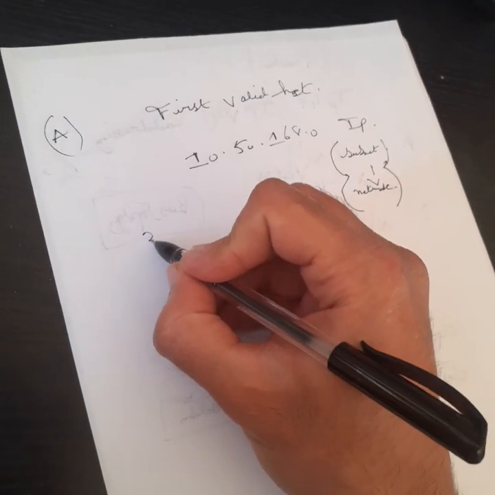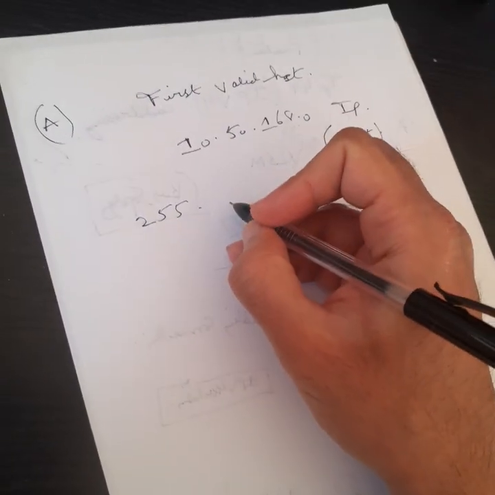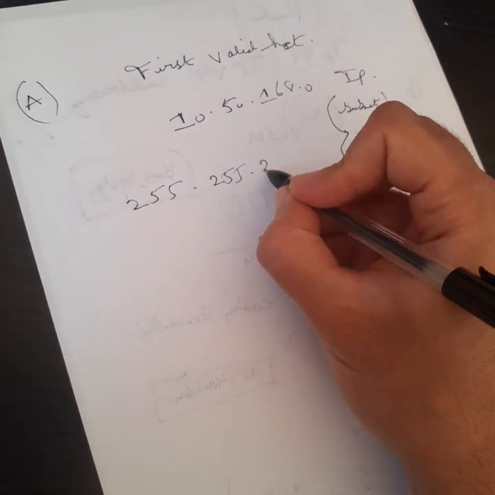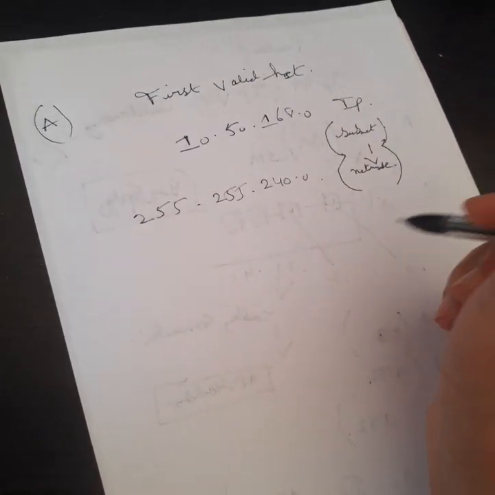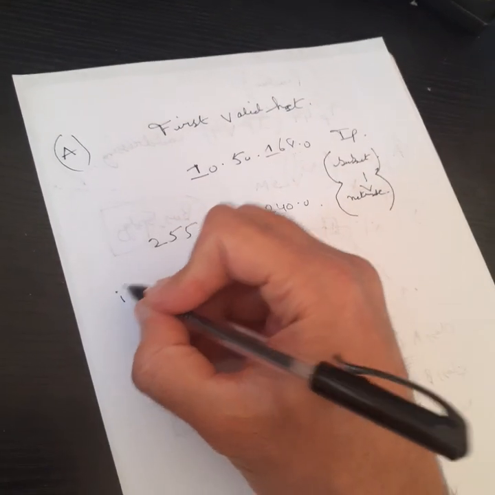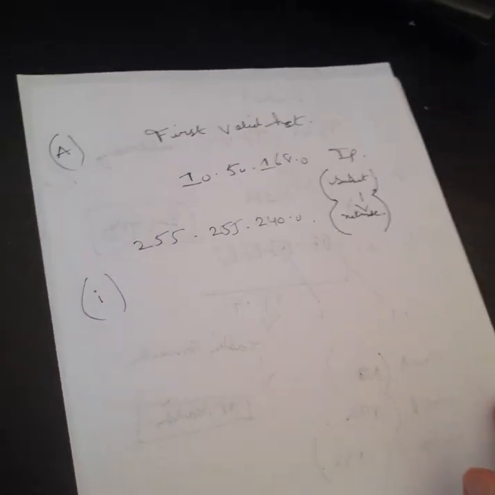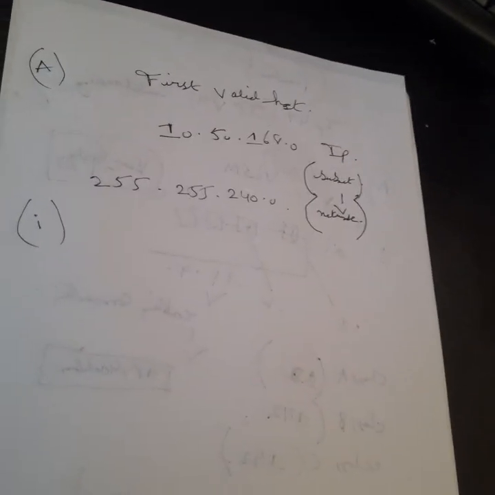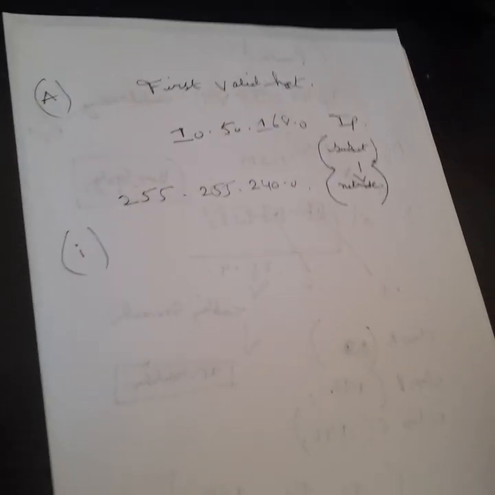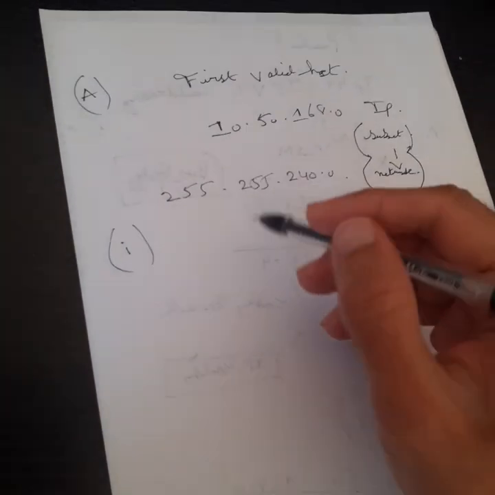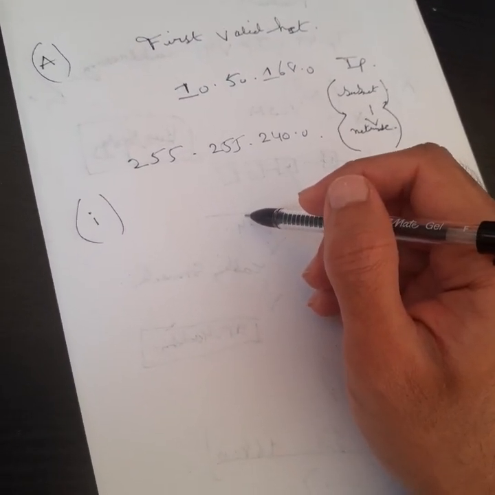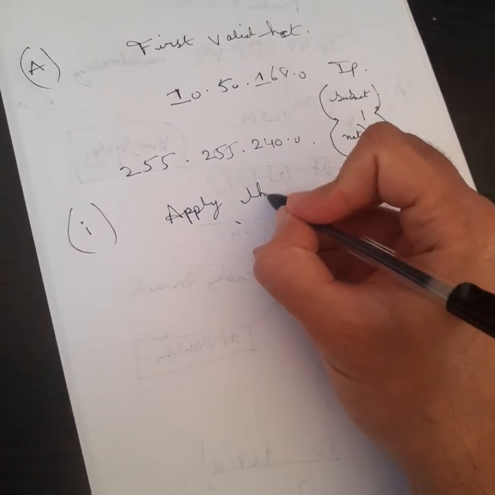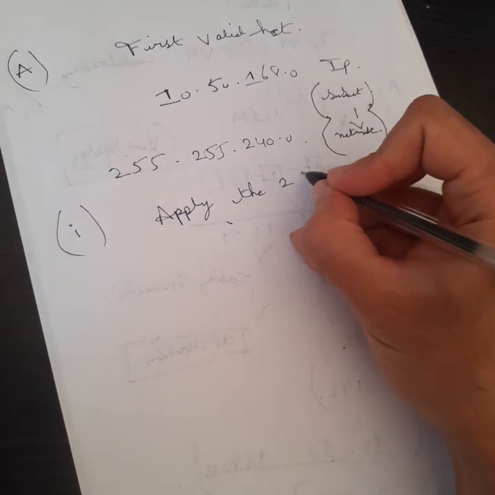Luckily, we don't have to find the subnet mask, because it has been given: 255.255.240.0. Since we know the subnet mask, anyone has an idea where we shall start? What we'll do is apply our 256 rule.